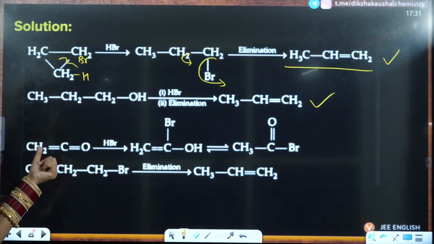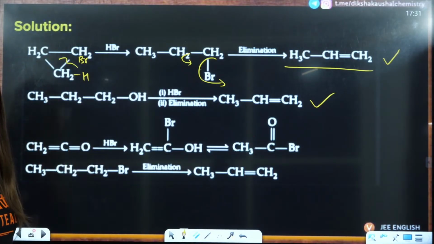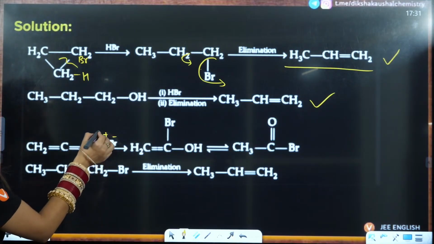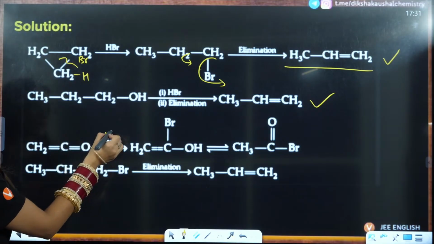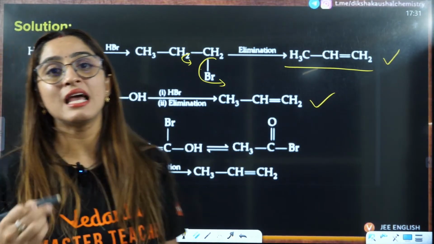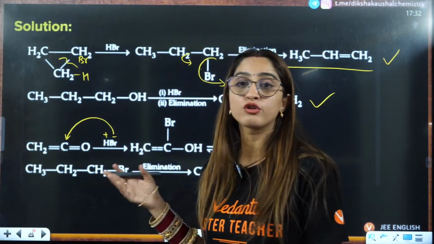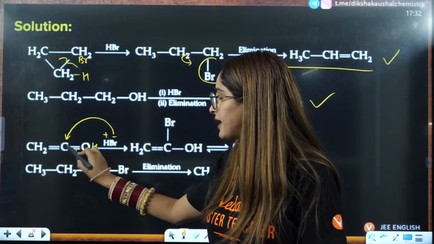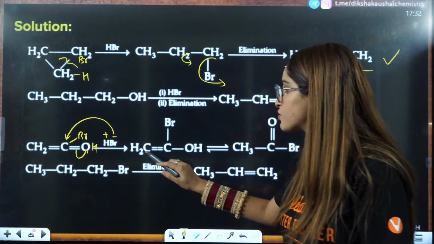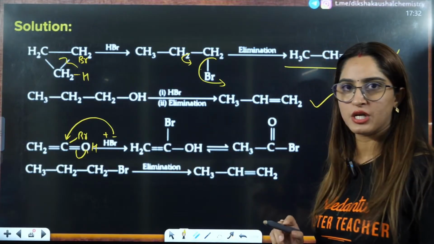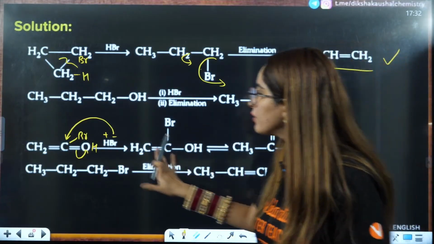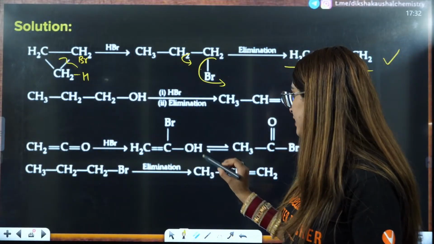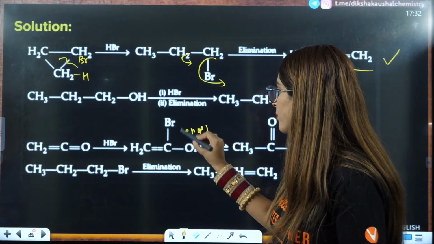Next we have CH2 double bond C double bond O. Now you add HBr here. This is positive, this is negative. The negative will attack the less electronegative element, that is carbon. Electrons will jump here and you will have H here, and here you will have the formation of Br. So this will be CH2 double bond CBrOH. Can you tell me what is this formation? This is the enol form.